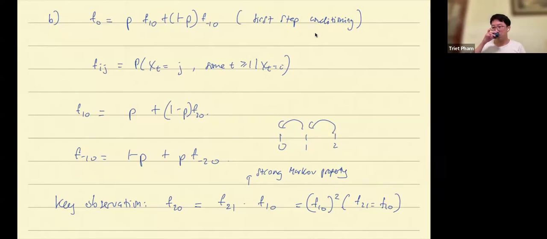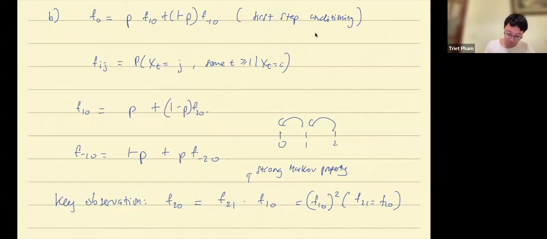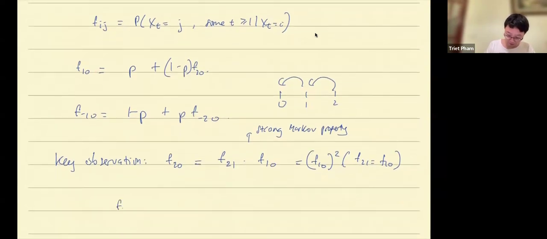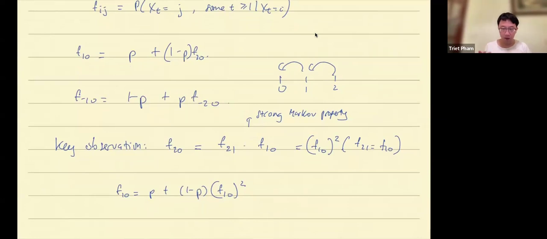All right. But what does this give us? What it gives us is a quadratic equation for f(1, 0). And then you can argue what happens when p is bigger than 1/2, p is less than 1/2, etc.